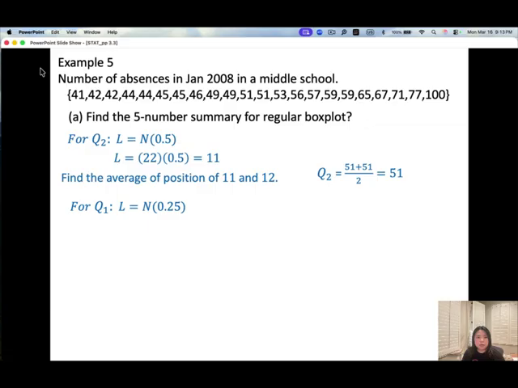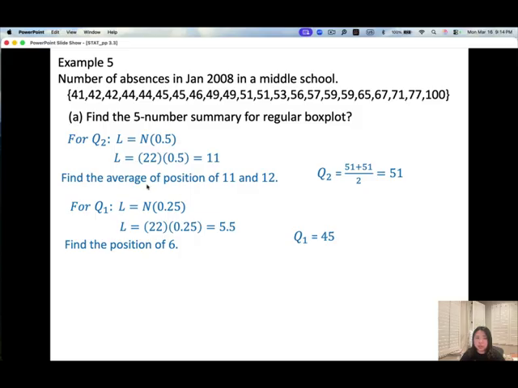Okay, now let's try to find the Q1. L equals N times 0.25. Plug it in, you're going to get 5.5. When you get a decimal, always round it up, so that will be equal to 6. So you want to find the position of 6, only 6. So 1, 2, 3, 4, 5, 6. So my Q1 will be equal to 45.